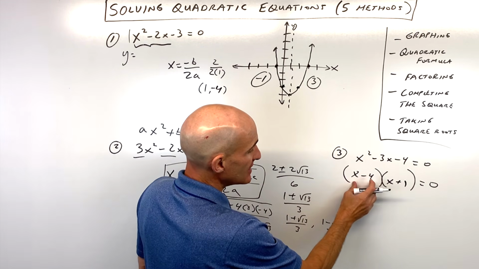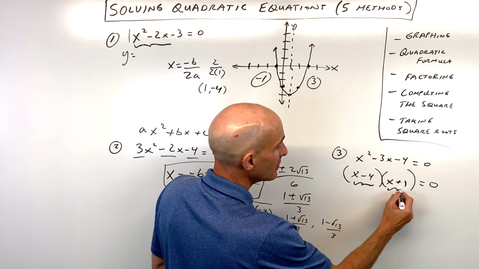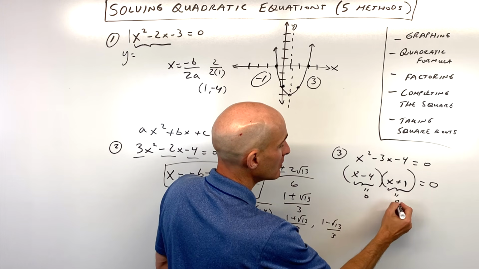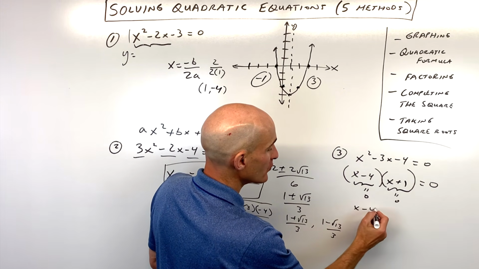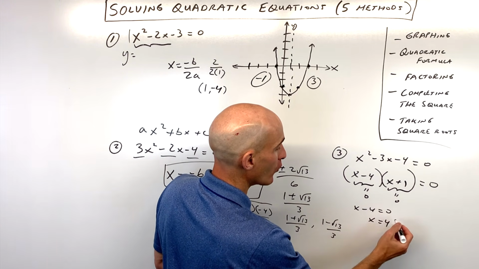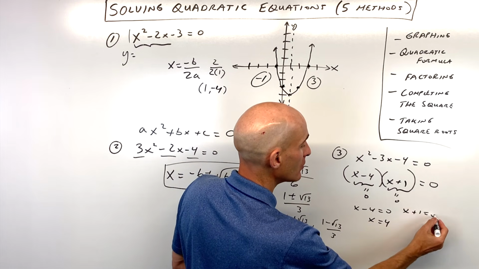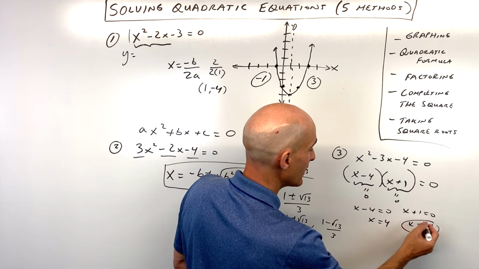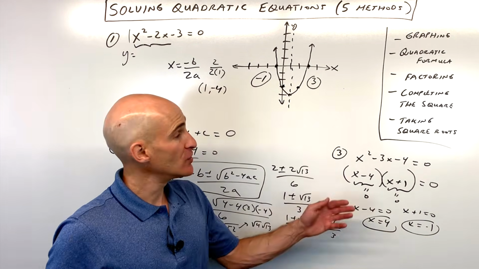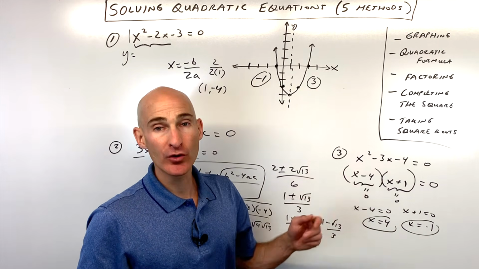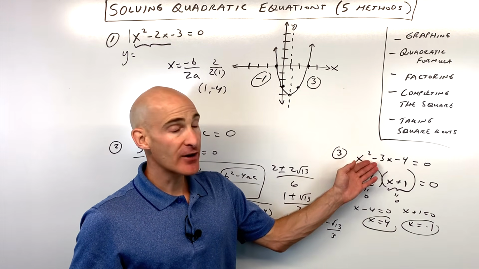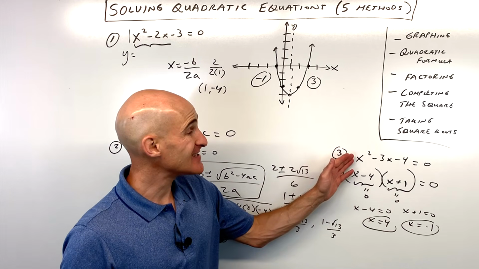So now if we set each factor equal to 0, x minus 4 equals 0, so that means that x equals 4, or x plus 1 equals 0, which means that x equals negative 1. So again, these are the 2 points where this parabola, this quadratic, would cross the x-axis. So factoring is an easy method if it's easily factored.